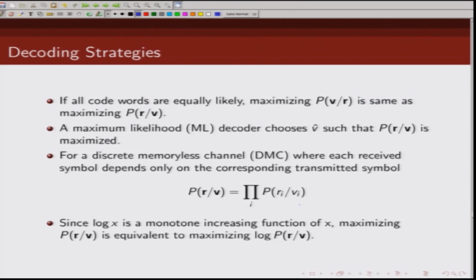Now, since log of x is a monotonically increasing function of x, maximizing this probability is equivalent to maximizing the log of the probability of R given V. If we do that, then this product becomes a summation. So the log of the probability of R given V becomes a summation, of course with some log term here, and this is much easier to compute.